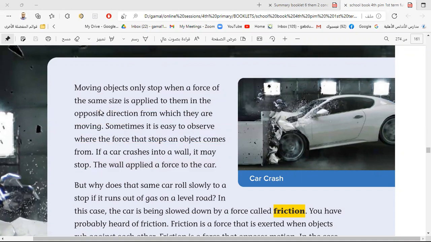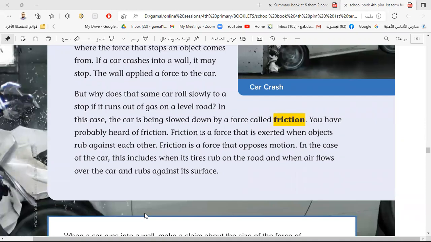Time. I need Ahmed Mustafa to continue. Ahmed Mustafa, are you ready? Yes. Continue reading.